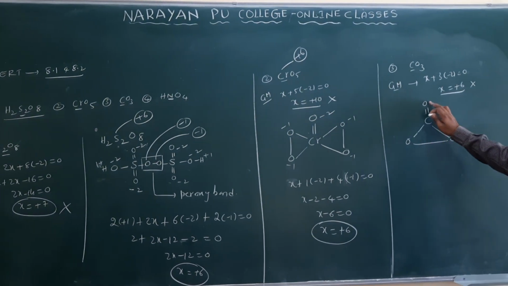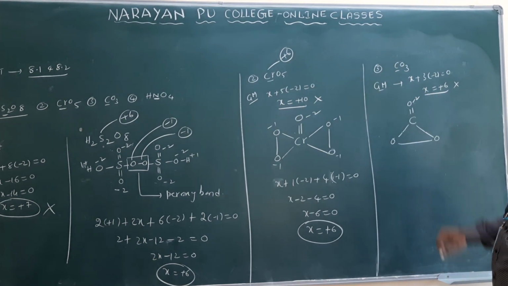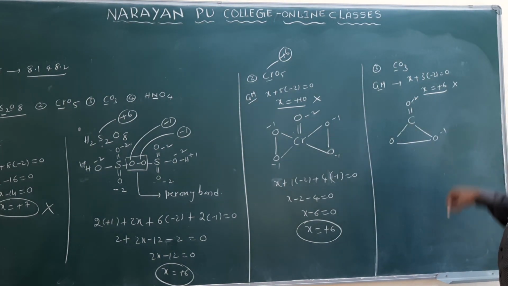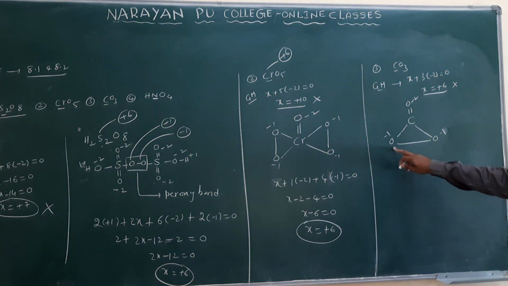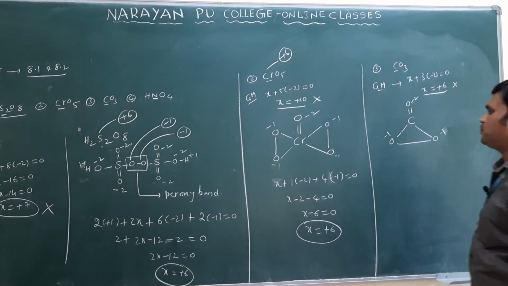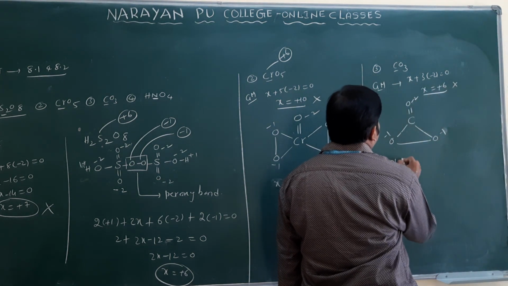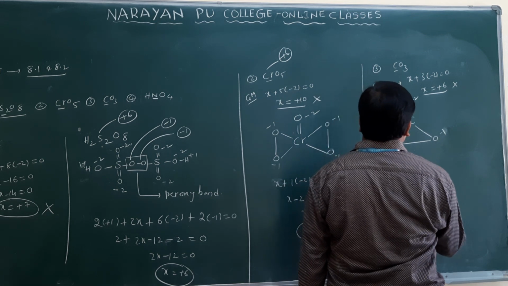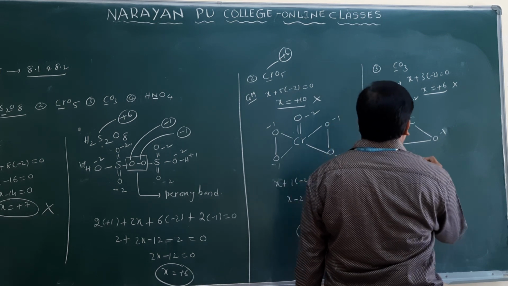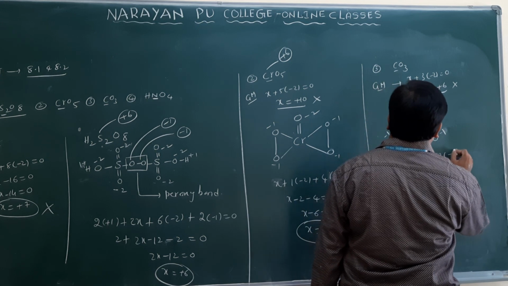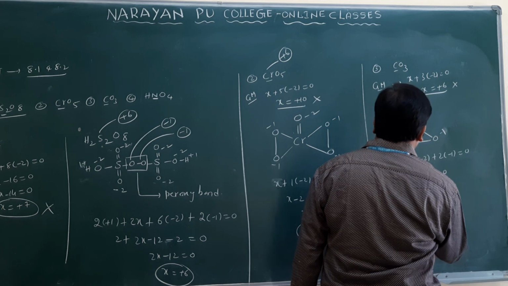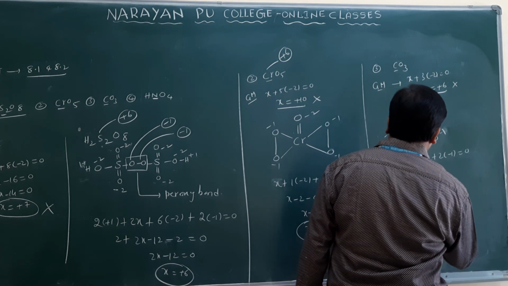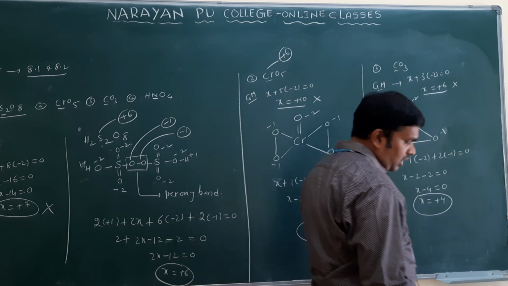Can you say it is an oxide bond? Yes, with minus 2. Can you say it is a peroxide bond? It is minus 1. And this is also a peroxide bond, minus 1. Minus 1, minus 1, minus 2. Minus 2, minus 2, minus 4. Then what you will get? Plus 4. You will get here x plus 1 into minus 2 plus 2 into minus 1 is equal to 0. x minus 2 minus 2, x minus 4 is equal to 0. Then x equal to plus 4.